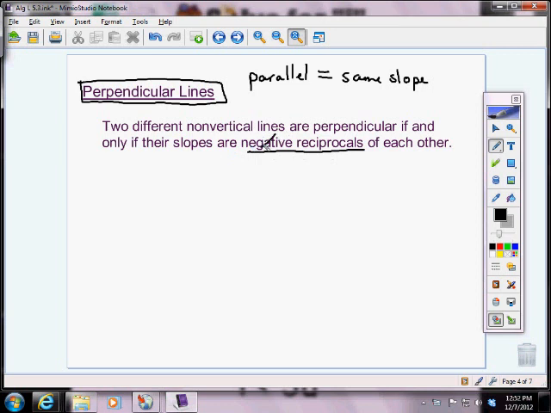And I'm actually going to change that a little bit. I don't want to say negative reciprocals of each other. I'm going to say opposite reciprocals of each other. It has the same meaning, but we have a tendency when we hear the word negative to want to make everything negative. And as you'll see, that's not true. Okay? So perpendicular lines have slopes that are opposite reciprocals.